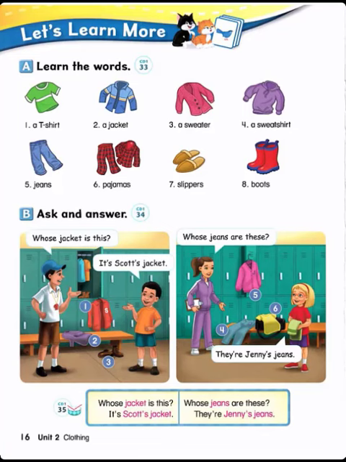Page 16. Let's learn more. A. Learn the words. Number 1. A t-shirt. Number 2. A jacket. Number 3. A sweater. Number 4. A sweatshirt. Number 5. Jeans. Number 6. Pajamas. Number 7. Slippers. Number 8. Boots.